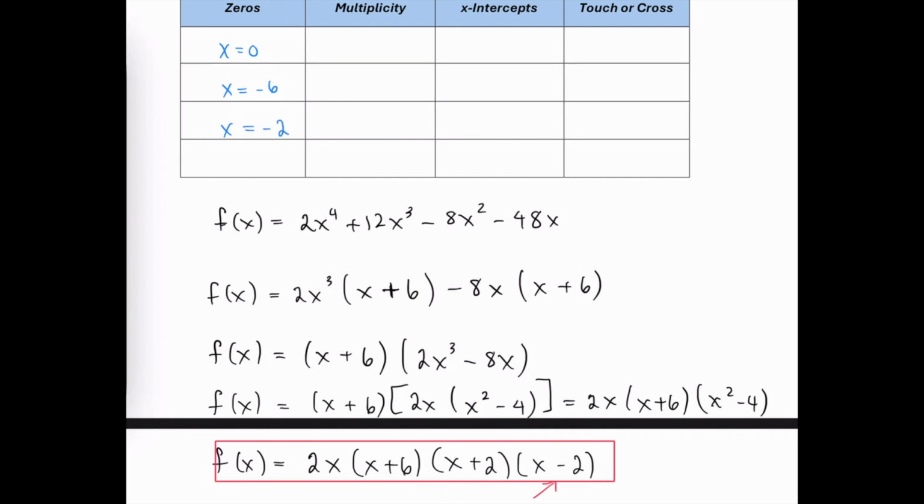And finally, if we evaluate the function at x is equal to positive 2, it zeroes out this factor and therefore zeroes out the entire product. So x is equal to positive 2 is also a 0 of the polynomial. Now all of the powers on all of these factors are positive 1, so each of these has a multiplicity of positive 1, and we can turn these into x-intercepts just by making the zeros into ordered pairs. And since the multiplicity of each of the zeros is odd, we're going to be crossing at every single x-intercept.